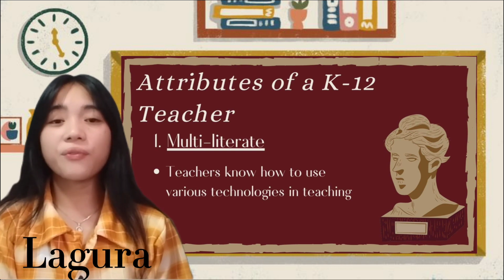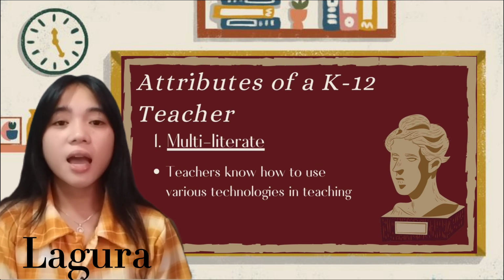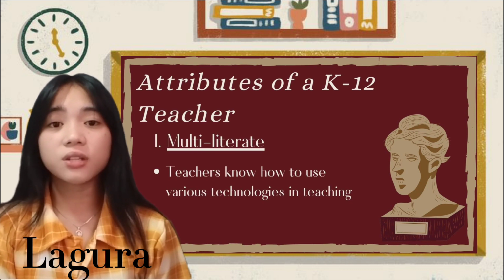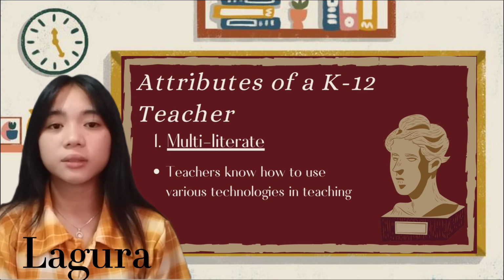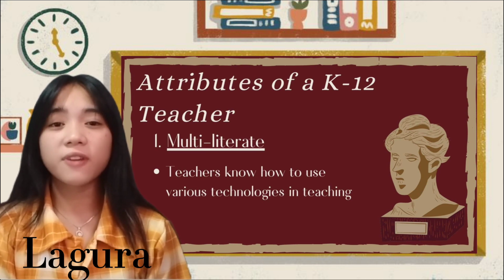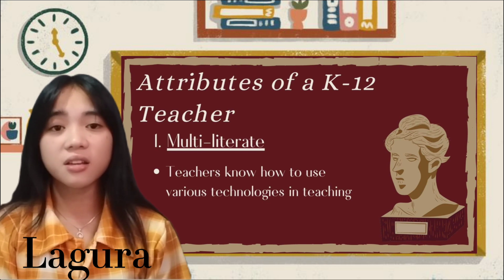The first attribute of a K-12 teacher is multiliterate. Teachers know how to use various technologies in teaching. Since we are living in a modern world where technology is widely used, a teacher should acknowledge the competencies and literacies needed in coping with the demands of the times, especially with the advent of information and communication technologies. A teacher should be multiliterate in order to be flexible and versatile in teaching. He or she can manage impromptu action through his or her advanced knowledge.